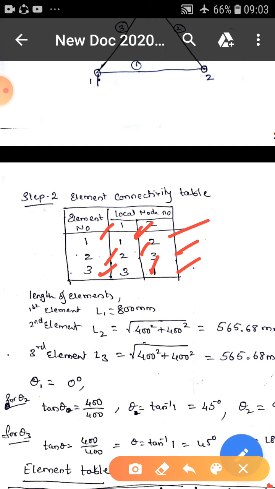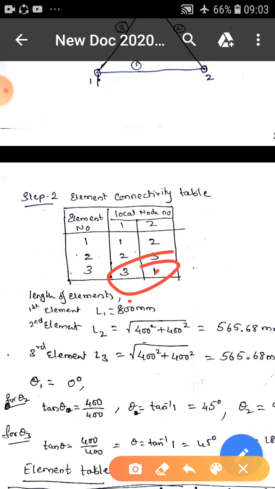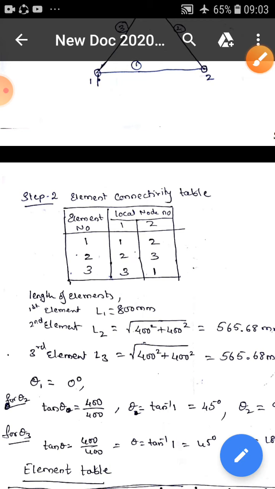It is not always this way. If you want, you can change this. Instead of writing 3 and 1, you can write 1 and 3, but in that case you have to keep the protector at node 1. Hope you have understood this, or else you have to revisit this video again and again.